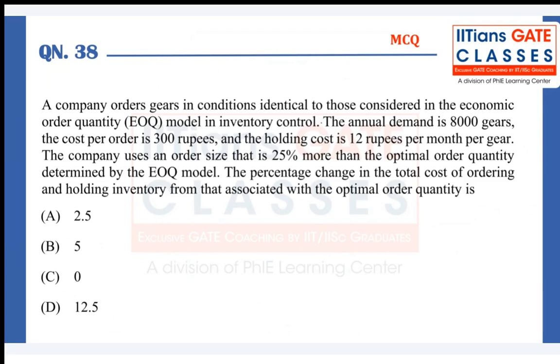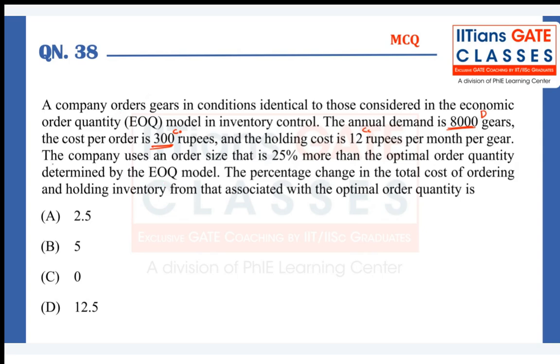Okay, so it is a basic inventory model only, basic EOQ. The annual demand is 8,000 gates. The cost per order is 300 rupees, right? Now C naught is given and annual demand D is given, and the holding cost, that means carrying cost, is 12 rupees per month, right? Now, for the gate, the company uses an order size that is 25% more than the optimal order quantity determined by the EOQ model.